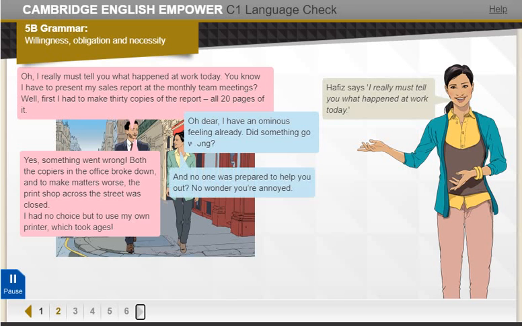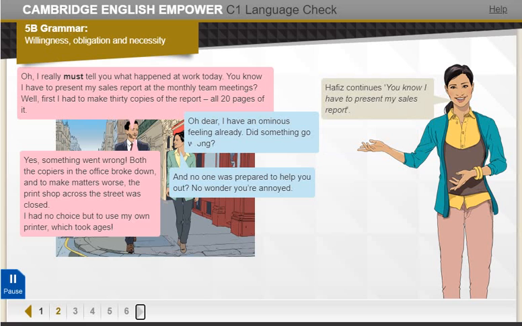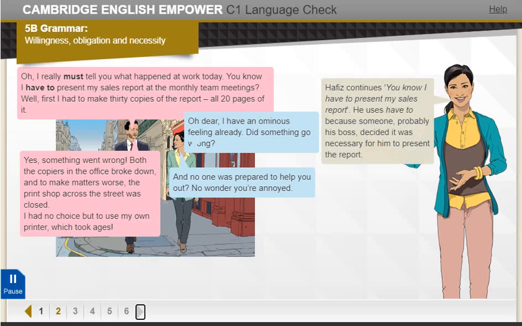Hafiz says, I really must tell you what happened at work today. He uses the modal must because he feels it's necessary for him to tell the story. Hafiz continues, You know I have to present my sales report. He uses have to because someone, probably his boss, decided it was necessary for him to present the report.